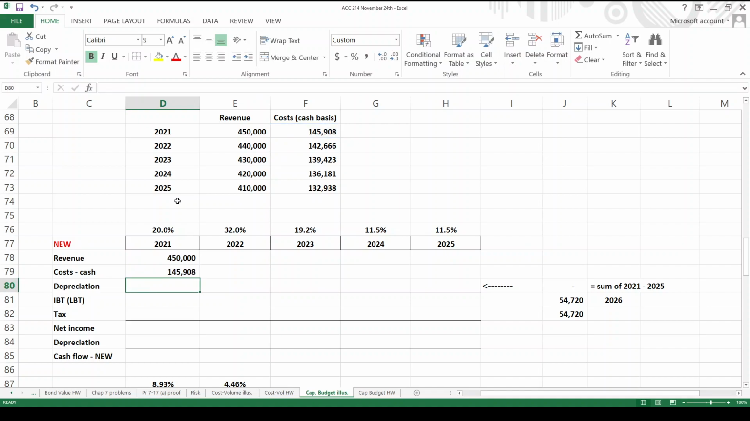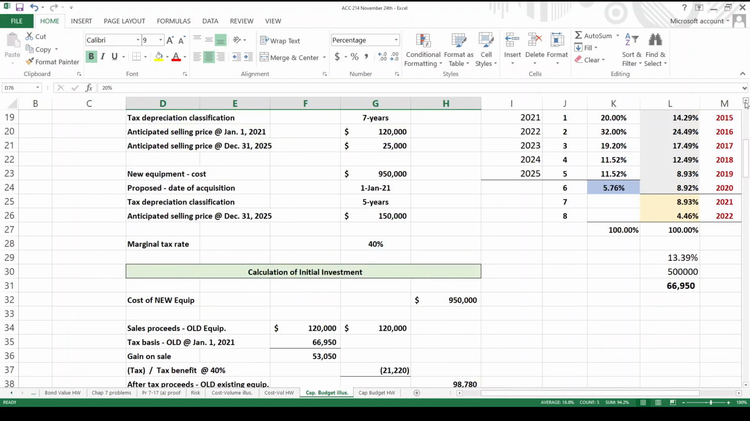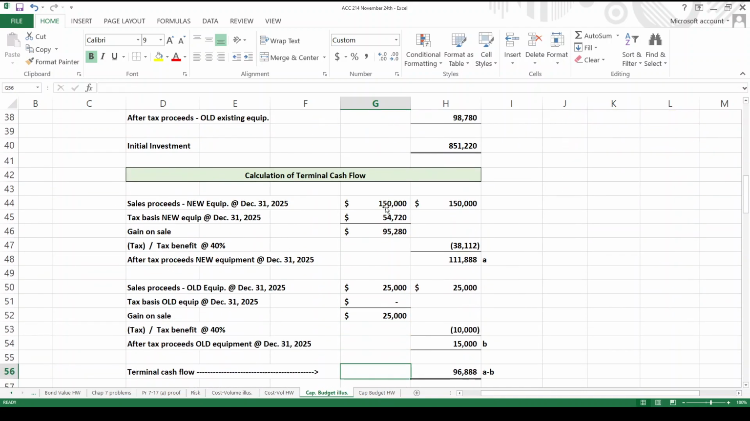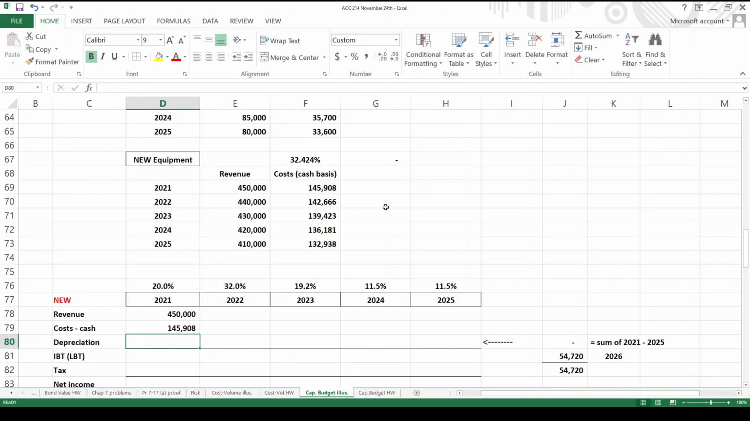How much depreciation do I get? Year one. Well, I left the rates up here on the top. Where do they come from? They come from this chart. As per IRS, you get 20%, and then it scales down to 11.52 in the fifth year. 20% of what? 20% of the 950. So I want to come down here, and I want to take my 950 and multiply times this number.